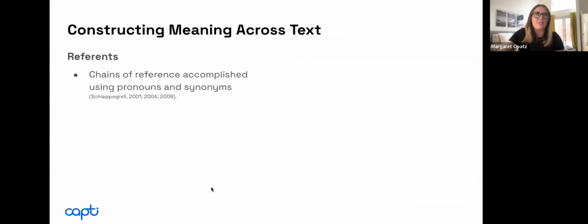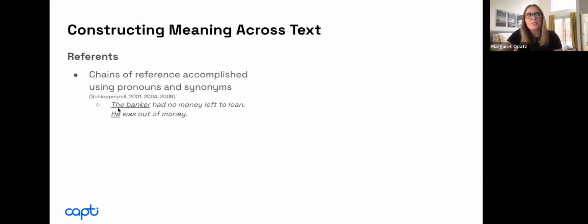So another thing that students really have to look for when they are constructing meaning across text is reference. So reference are pronouns and synonyms that are used to create this chain of reference across a text. So reference just meaning it's like referring to another area of the text. So I have a couple of examples. So here I have the banker had no money left to loan. He was out of money.